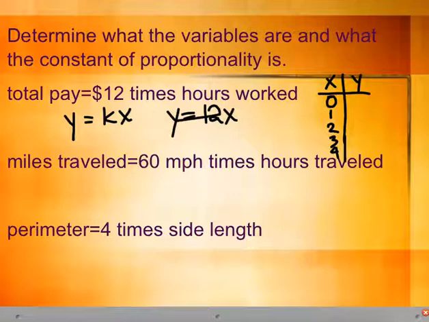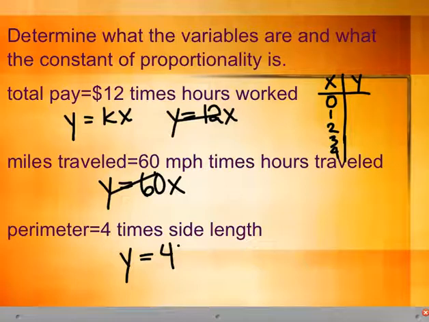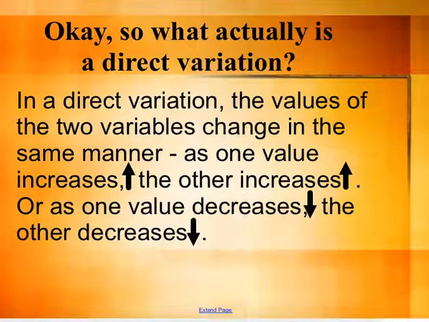Similarly, miles traveled equals 60 miles per hour times the hours traveled. Once again, the miles traveled depends on how many hours I travel, so we can show this as y equals 60x. And perimeter equals 4 times the side length. The perimeter depends on the side length, so we can show this equation as y equals 4x. 4 is what is constant, because we always have in a rectangle 4 sides. Or in a square, 4 sides.